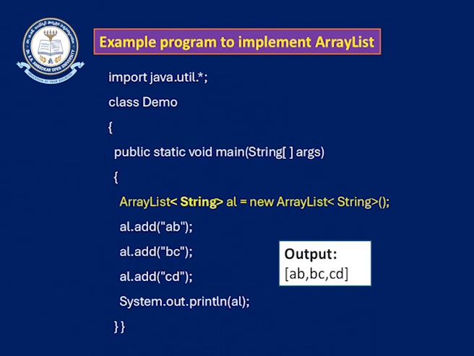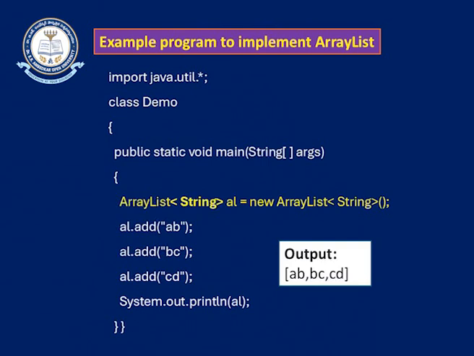In this example, I want to add some elements to the created ArrayList. For that, I am calling the method add. See now, al.add: I am calling the predefined method add, and within the parentheses I am writing AB as a string, in double quotes. You must use double quotes to represent a string. The string AB is added to the ArrayList.